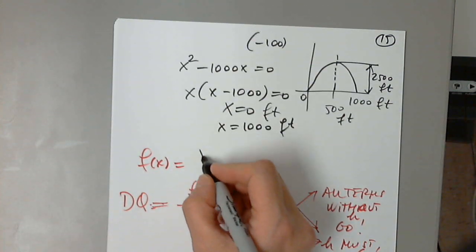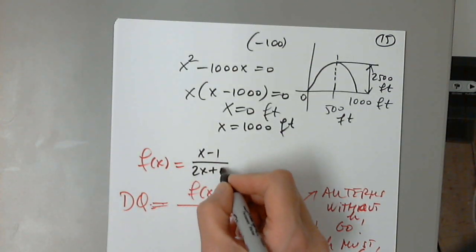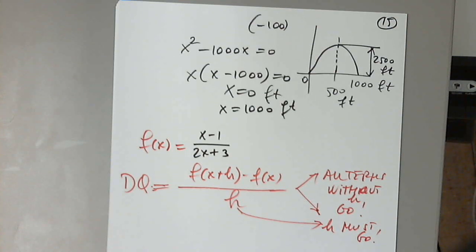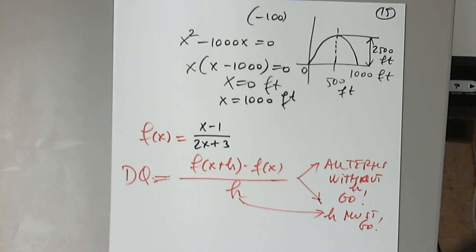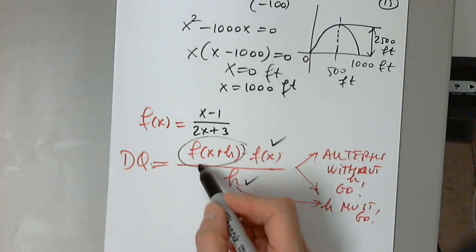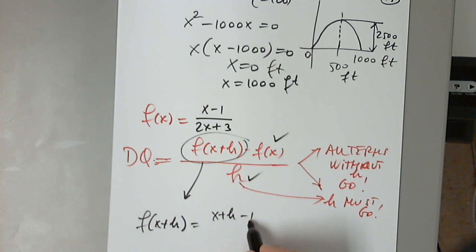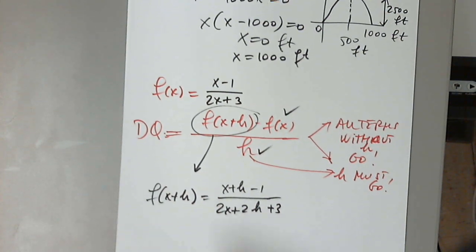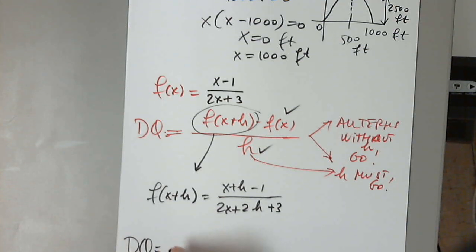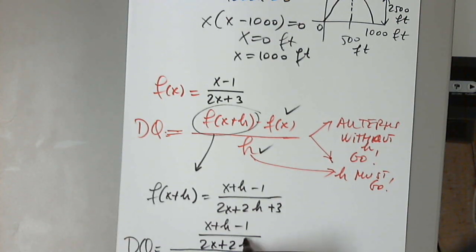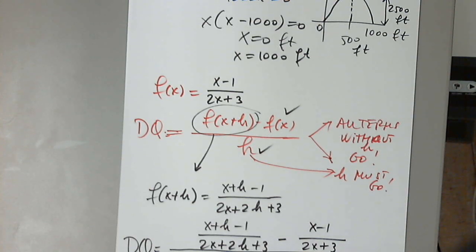Okay. x minus 1 over 2x plus 3. What type of function is it? Very good. So this is f of x plus h, which is x plus h minus 1 over 2x plus 2h plus 3. So then the difference quotient will be x plus h minus 1 over 2x plus 2h plus 3 minus x minus 1 over 2x plus 3.